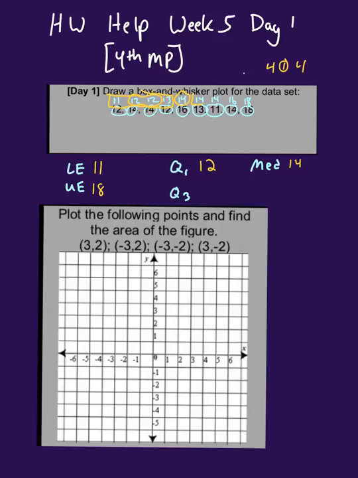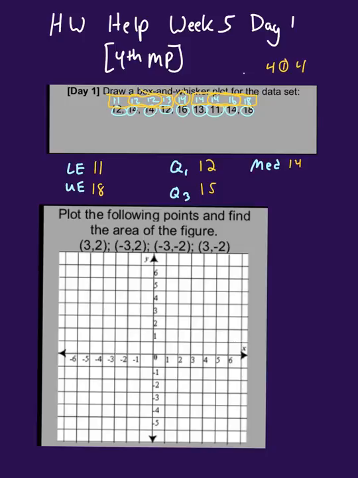I'll do the same thing with this upper half of data for Q3. 14 and 16 are in the middle. What's between 14 and 16? Well, 15 is. So they are my 5 numbers I need to put on my box plot. So now let's draw it.